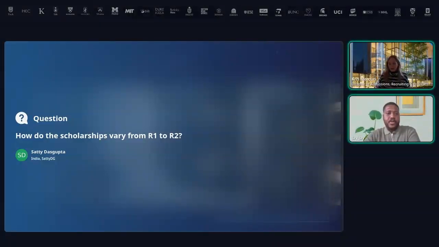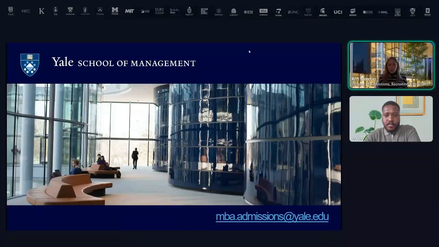Okay, great, thanks, Chris. So Sadi is asking, how do the scholarships vary from R1 to R2? They don't really. We do have a slightly new approach to our scholarships this year. So this is a great question. The scholarships at Yale are merit-based. What does that mean? Merit-based means we as a scholarship committee try to assess how much value a candidate would bring to our classroom and our community. And the higher that value, the more scholarships go out.